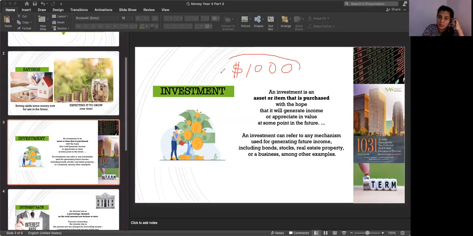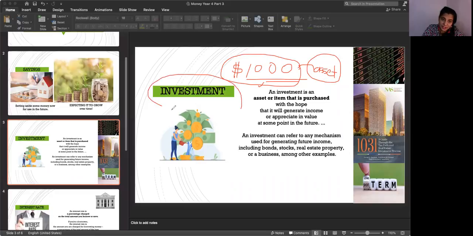Now, this is known as your asset. An asset is whatever property or money that you have that is yours, that you're not in debt to another person, that is completely yours. This cash, this asset, can now be put in an investment. If you just keep it at home, it's going to stay like that. But if you want your 1,000 to grow, to become more, then you invest your money.